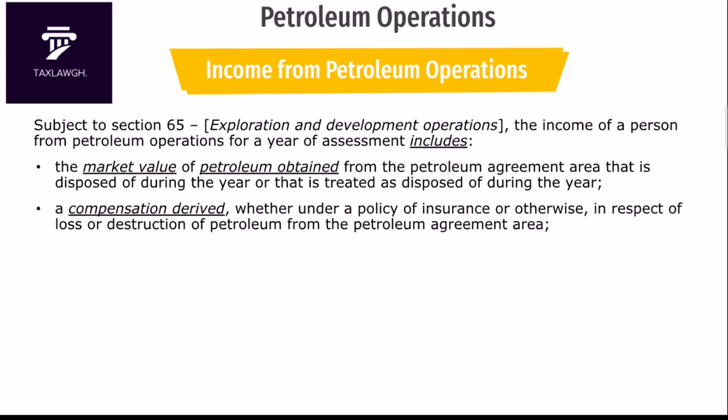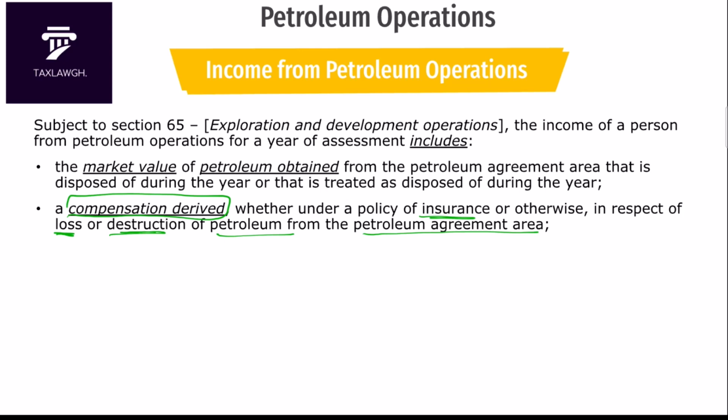What else will be included? Any compensation that is derived. So compensation derived, whether under a policy of insurance or otherwise, in respect of the loss or destruction of petroleum from the petroleum agreement area. So if petroleum that has been rightly obtained from the petroleum agreement area is either lost or destroyed, and you are compensated for that loss or destruction, that compensation will be included as income. Because take note here, you have not sold it, we agree. There was some destruction, there was some quantifiable loss, but that quantifiable loss you've been reimbursed for.